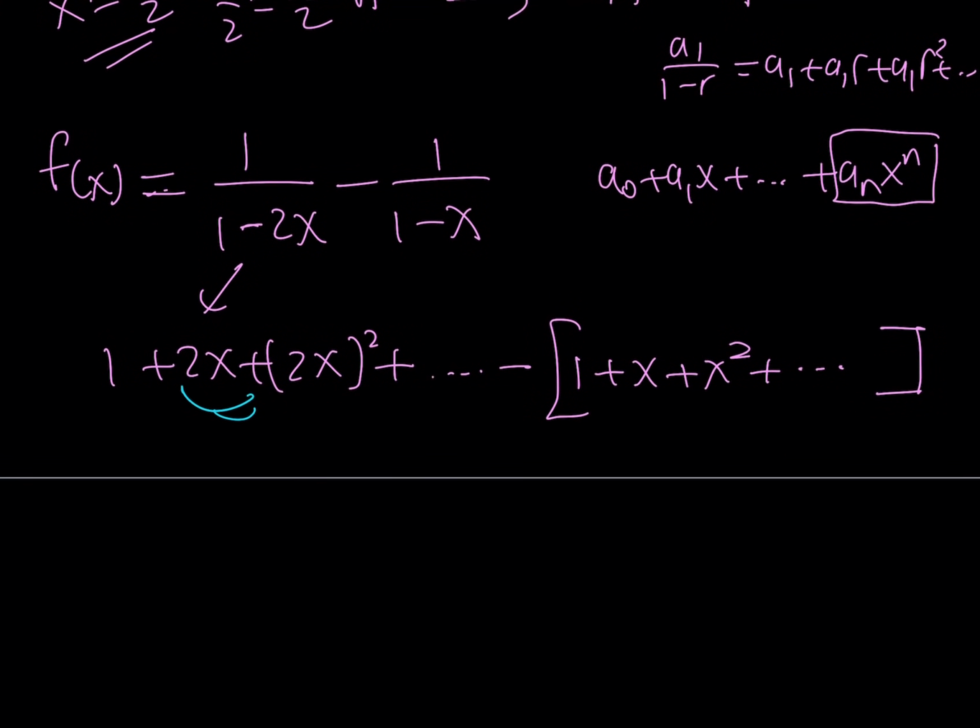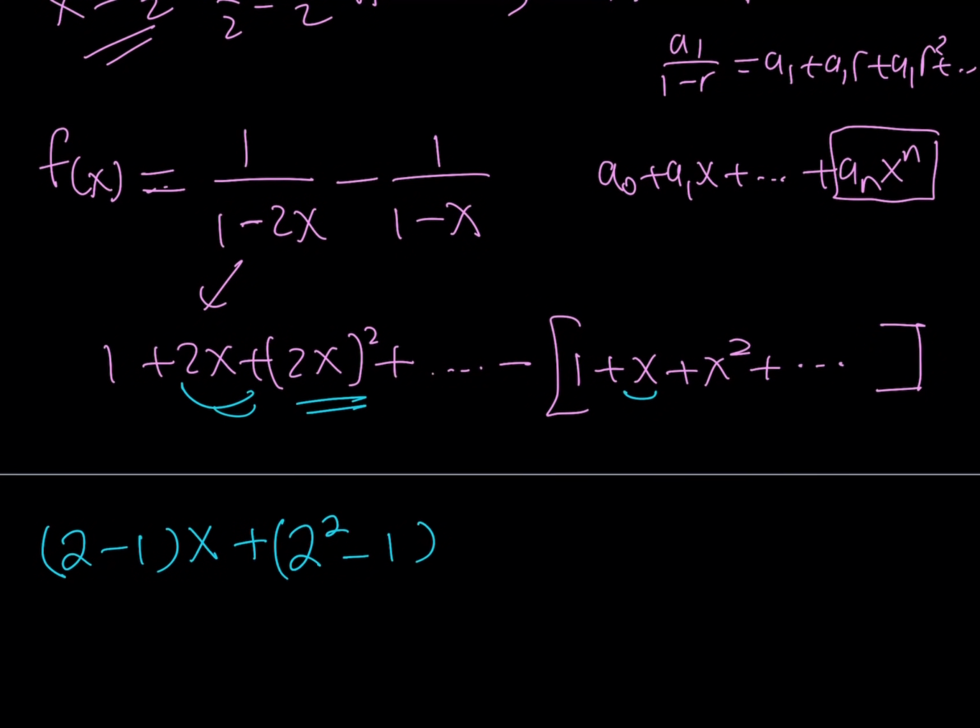I have 2x and I have x. So I can write it as 2 minus 1 times x. And this is important, to be able to write it that way instead of just writing 1x. This gives me 2 squared x squared minus 1 x squared. So I can write it as 2 squared minus 1 quantity x squared. And then I can write it as 2 cubed minus 1 x cubed, and so on and so forth.